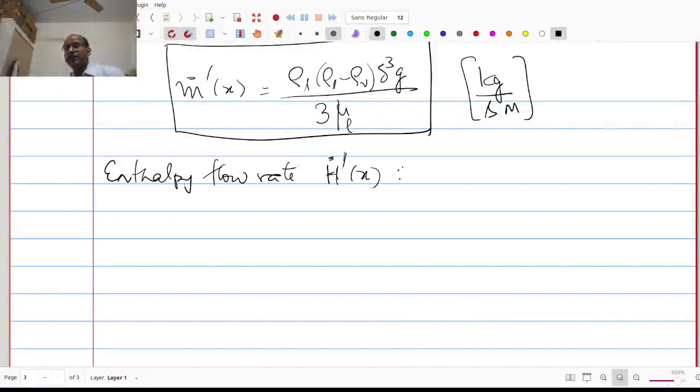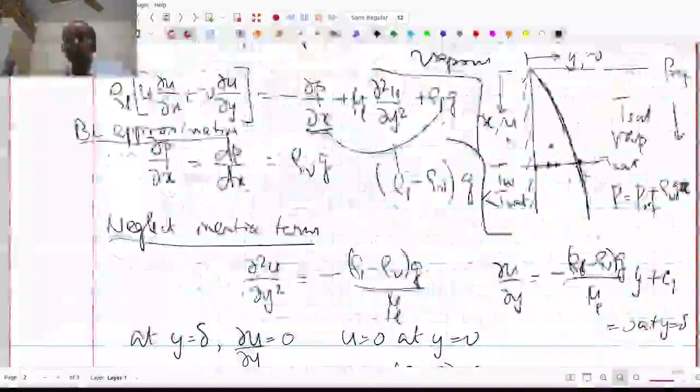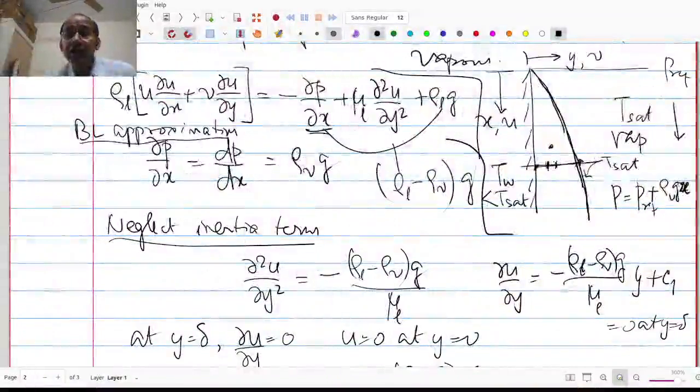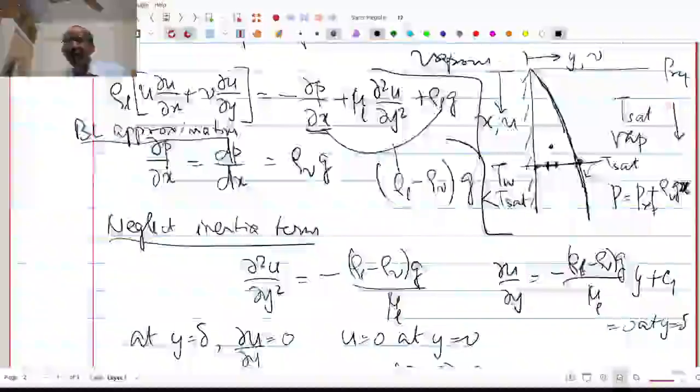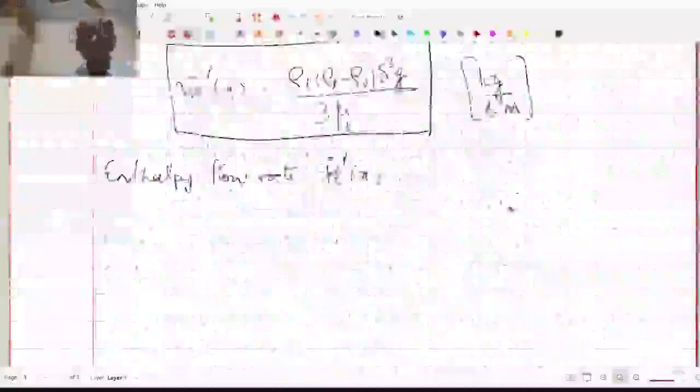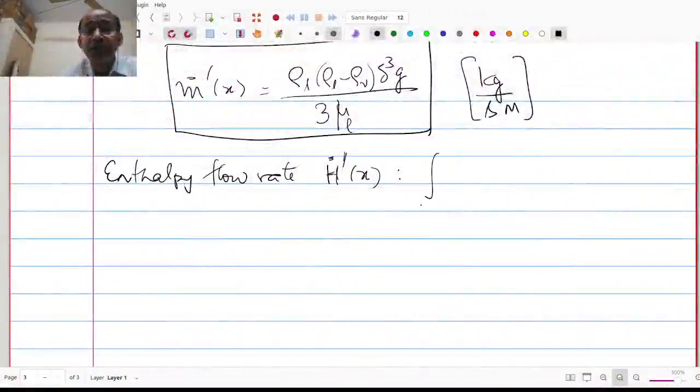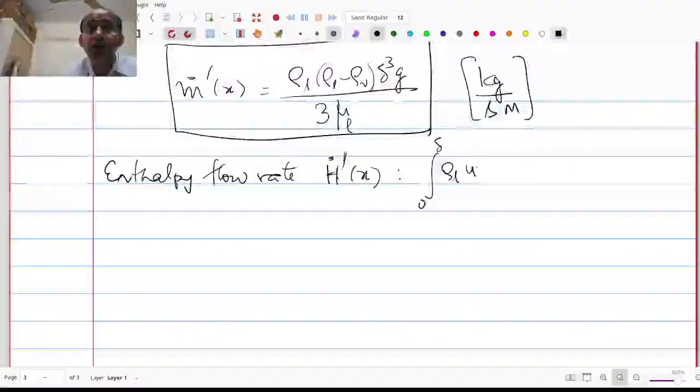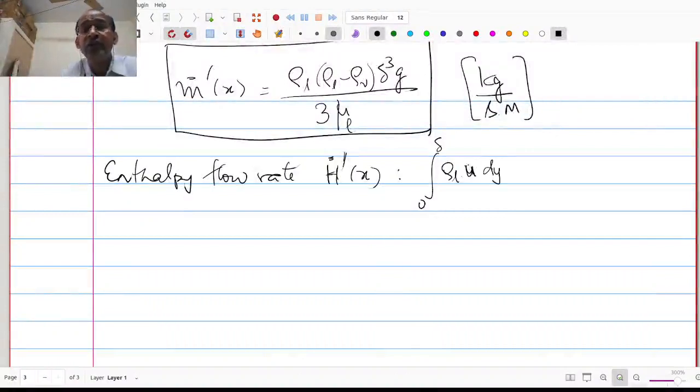Okay, so how do you get that? You can write, for every dy, the mass flow rate and its specific enthalpy and integrate it over the whole length. And what is the specific enthalpy of the liquid at any location? It's a function of the temperature. So let's write that. This is going to be equal to integral from 0 to delta of rho L into u into dy into 1, which is the mass flow rate, into the specific enthalpy h at any y.